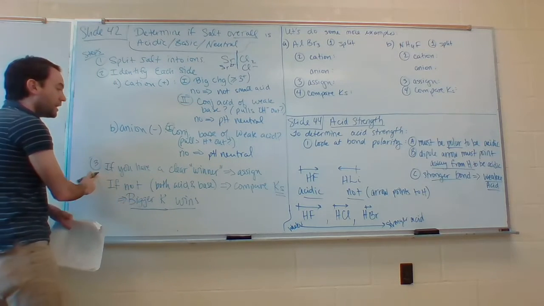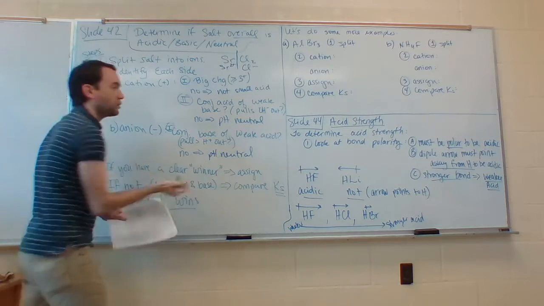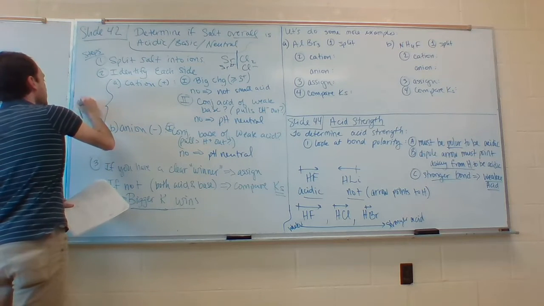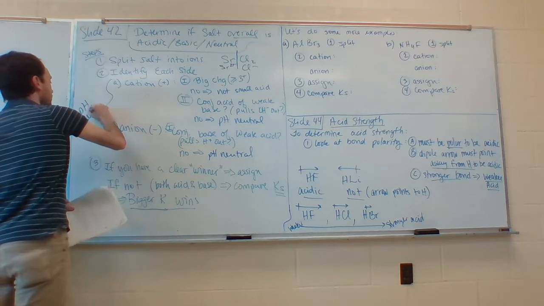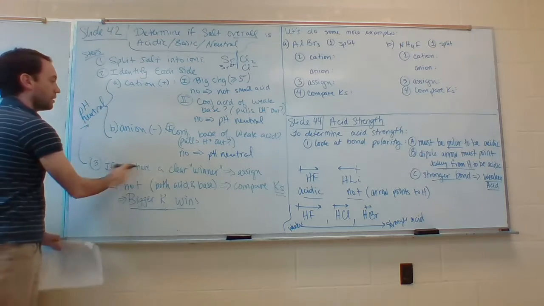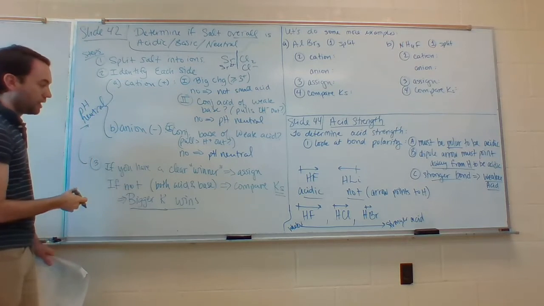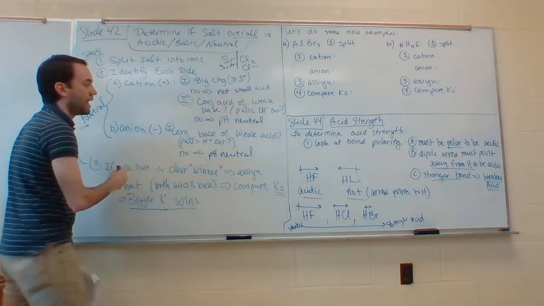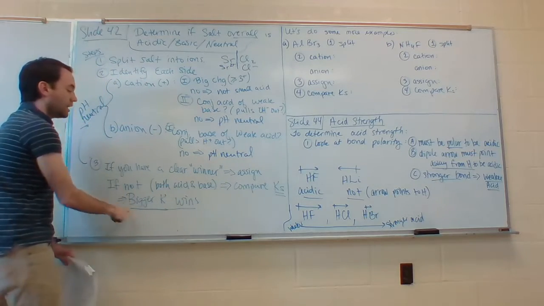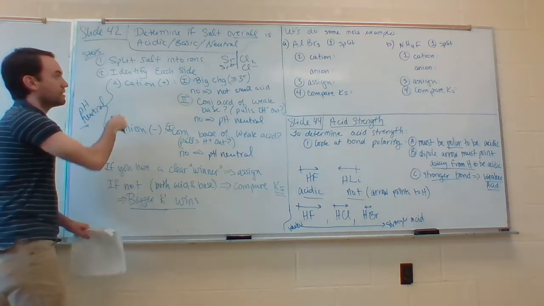Now, in step 3, if you have a clear winner, right, then you're going to assign, right? These two match, so we know that our overall species is pH neutral, all right? So that would be the assignment of the salt overall. Now, if we didn't have a clear winner, like say that we had one that said it was an acid and one that said it was a base, then we're going to have to compare our Ks, and whichever one has the bigger K is going to win, and that would be what we assign, right?